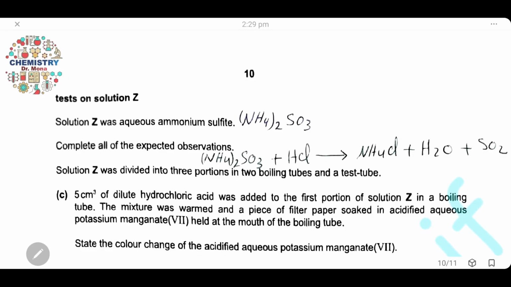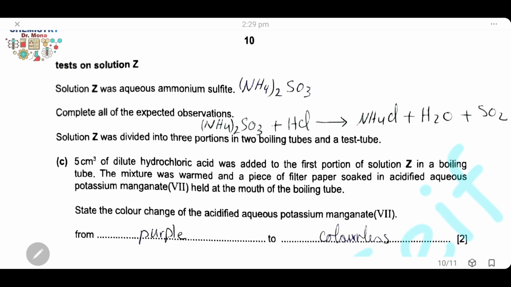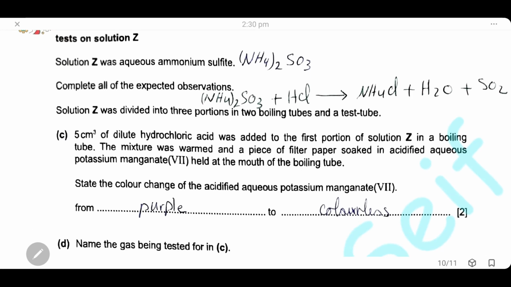Then tests on solution Z. Solution Z was aqueous ammonium sulfide. Complete the expected observation. First, solution Z was divided into 3 portions, into 2 boiling tubes and a test tube. 5 centimeter cube of dilute hydrochloric acid was added to the first portion, then the mixture was warmed, and a piece of filter paper soaked with acidified potassium manganate was held at the mouth of the boiling tube.